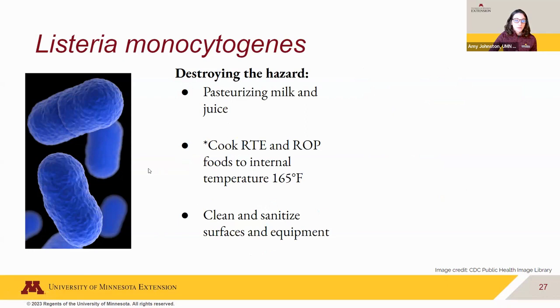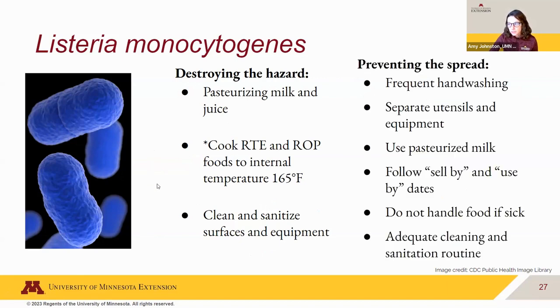The Listeria monocytogenes bacteria can be destroyed or killed by cooking foods to 165 degrees Fahrenheit. Those at risk for experiencing the severe symptoms should either avoid the ready-to-eat or reduced oxygen packaged foods that have been linked to the illness, or cook those foods to at least 165 degrees Fahrenheit.